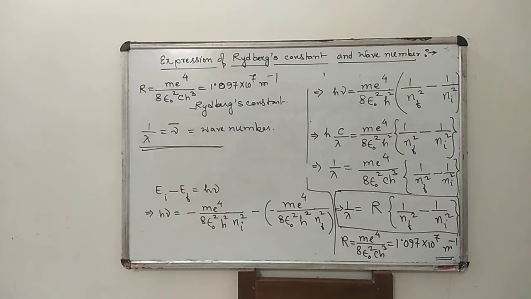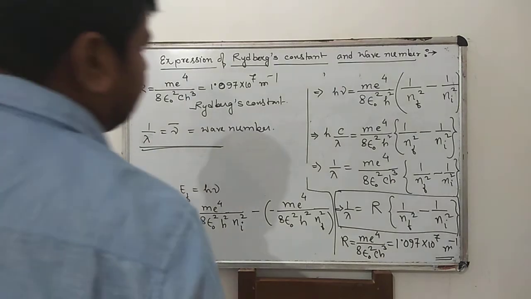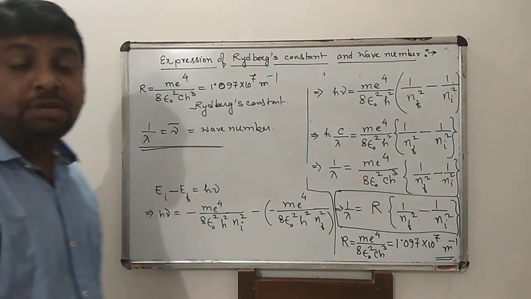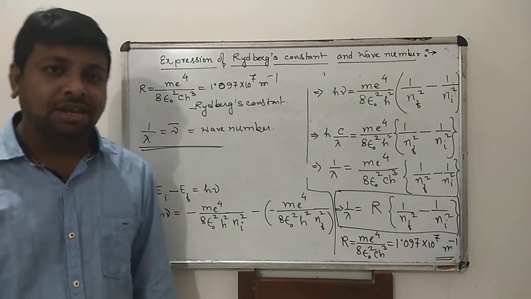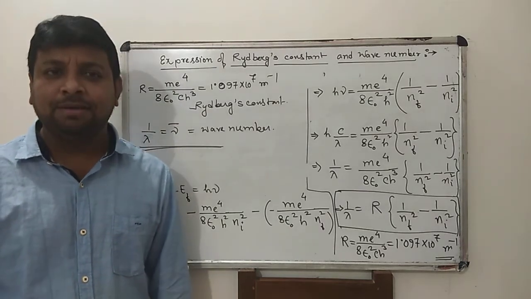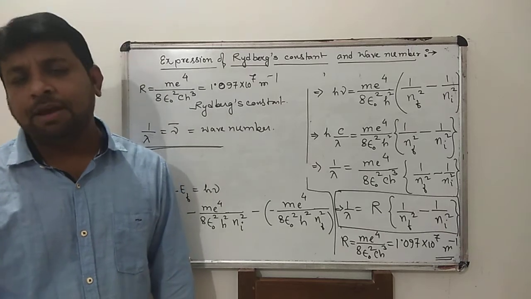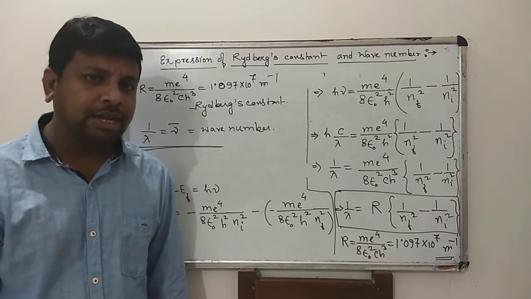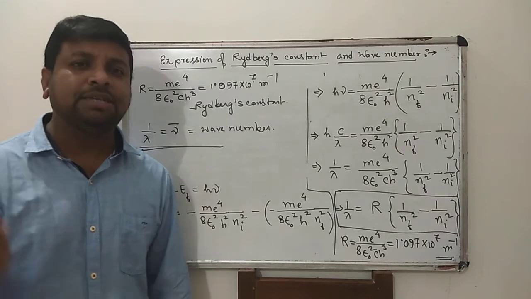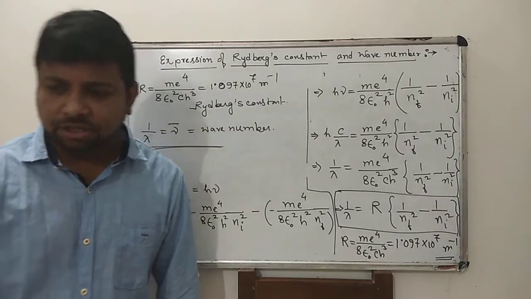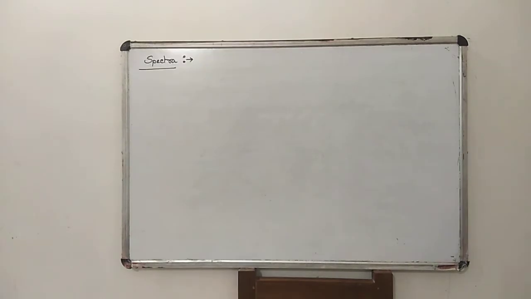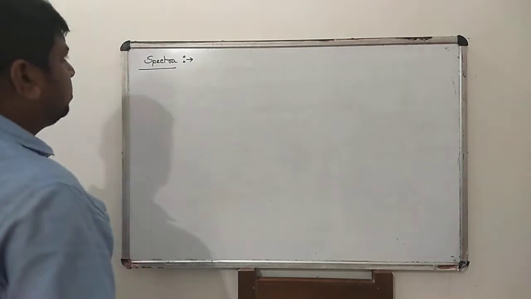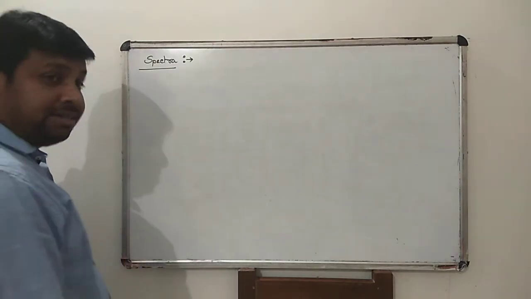Okay, so next we discuss the spectral series. That means we discuss the hydrogen spectra, which are Lyman, Balmer, Paschen and Brackett. There are 5 spectral series: Lyman series, Balmer series, Paschen and Brackett series. So now we discuss the spectral series of the hydrogen atom.